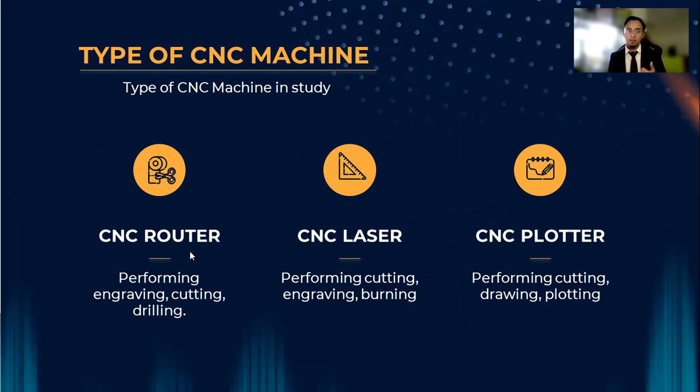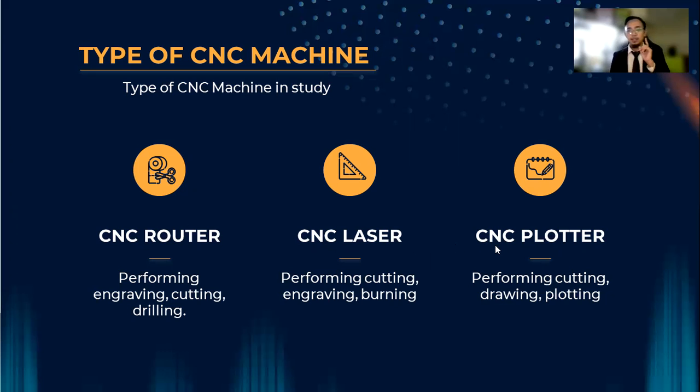For the first machine, the CNC router performs engraving, cutting, and drilling. So the CNC router is in subtractive manufacturing. The second one is the CNC laser. The CNC laser performs cutting, engraving, and burning. It is also in the category of subtractive manufacturing.